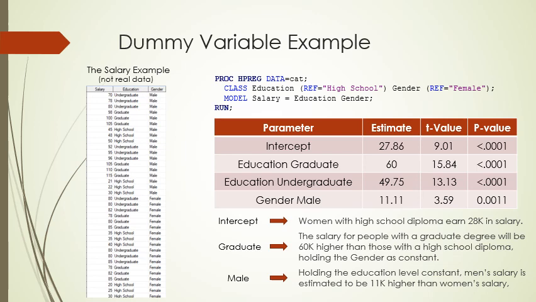The estimated coefficient for the graduate dummy is 60, suggesting that the salary for people with a graduate degree will be 60K higher than those with a high school diploma, holding the gender constant. Similarly, the estimated coefficient for the male dummy is 11, suggesting that male salary is estimated to be 11K higher than female salary, holding the education level constant.